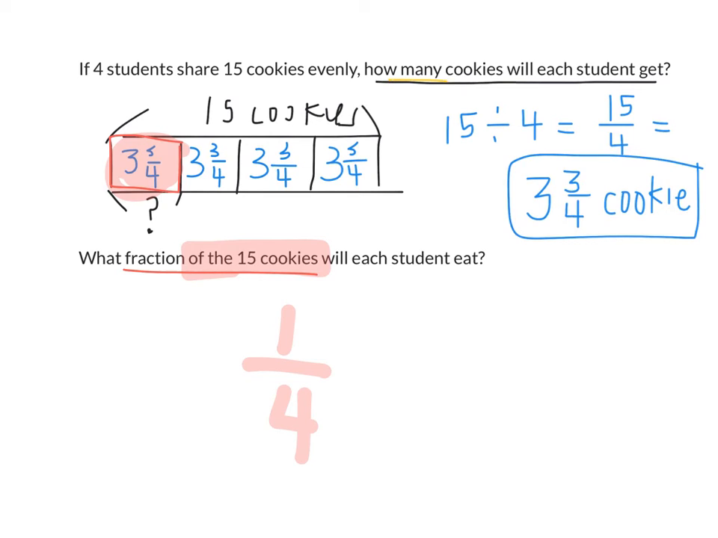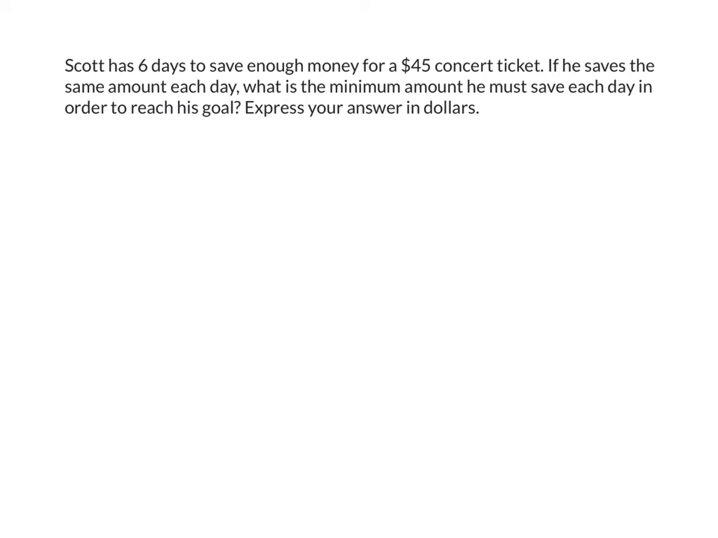The first part is saying how many cookies. So we want the actual number of cookies. But the second question is saying what fraction of all the cookies. We have to think of the 15 cookies as one whole. What fraction of the whole is each student getting? Okay, so you really have to read the question carefully. What is this question asking us to find?